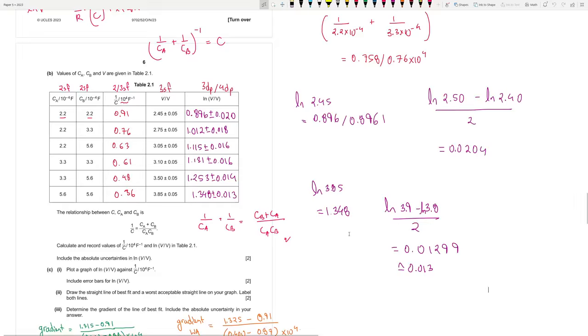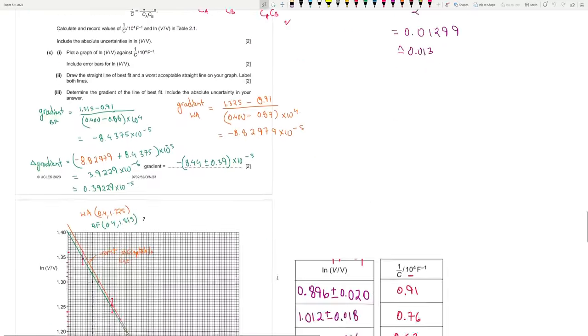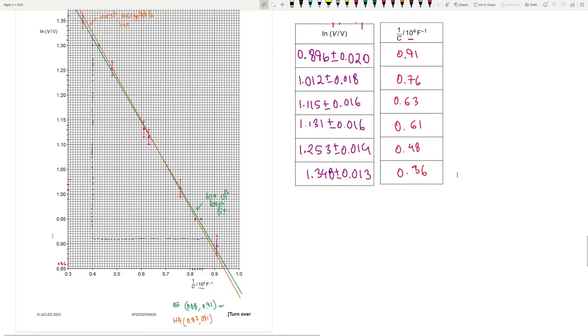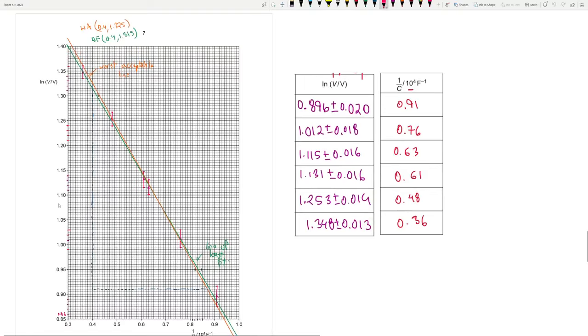Moving on to the next part. Now we have to plot the graph of ln v against 1 by c. So ln v against 1 by c, as you can see, it's drawn here. You can take a look at the points first. Here you go. These are the points, ln v against 1 by c.